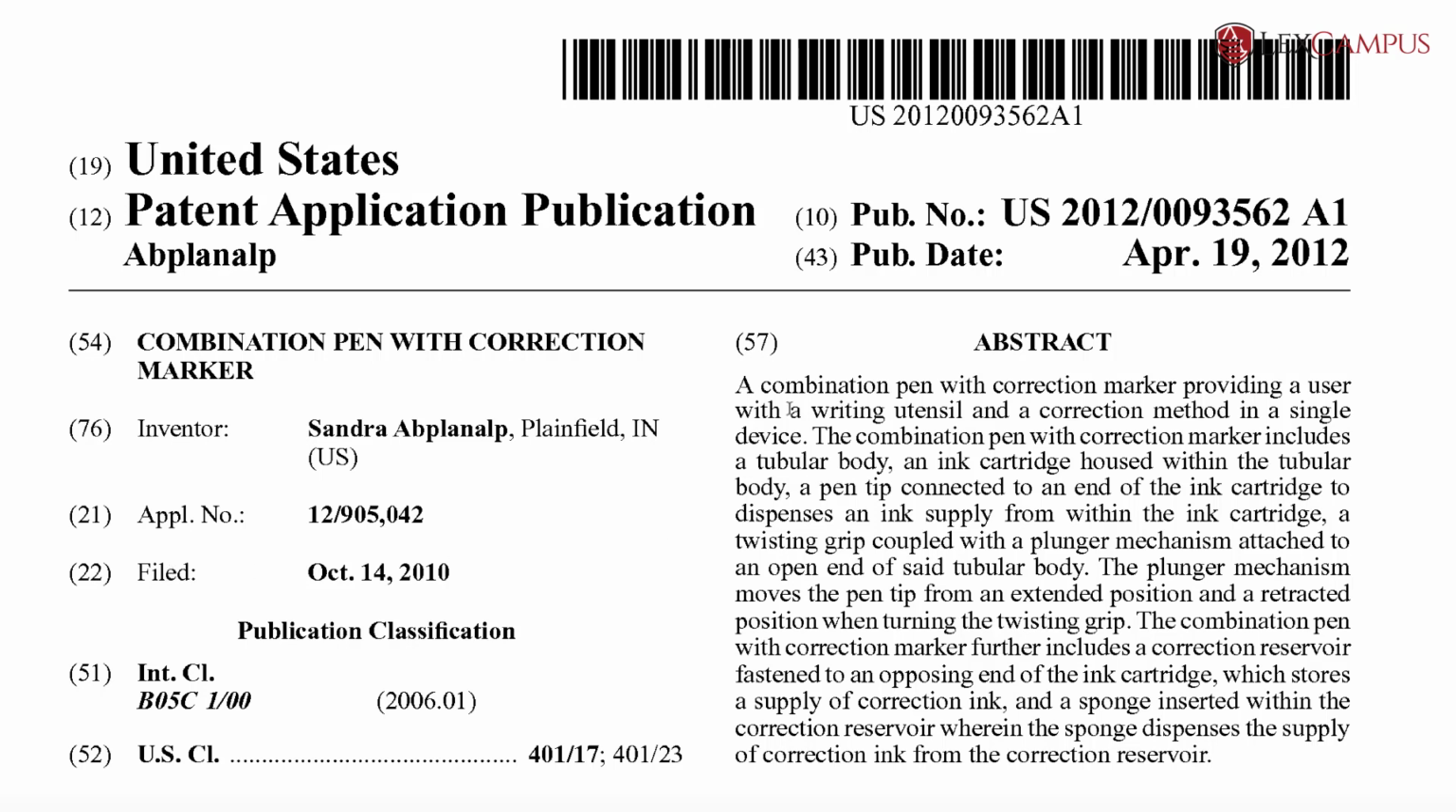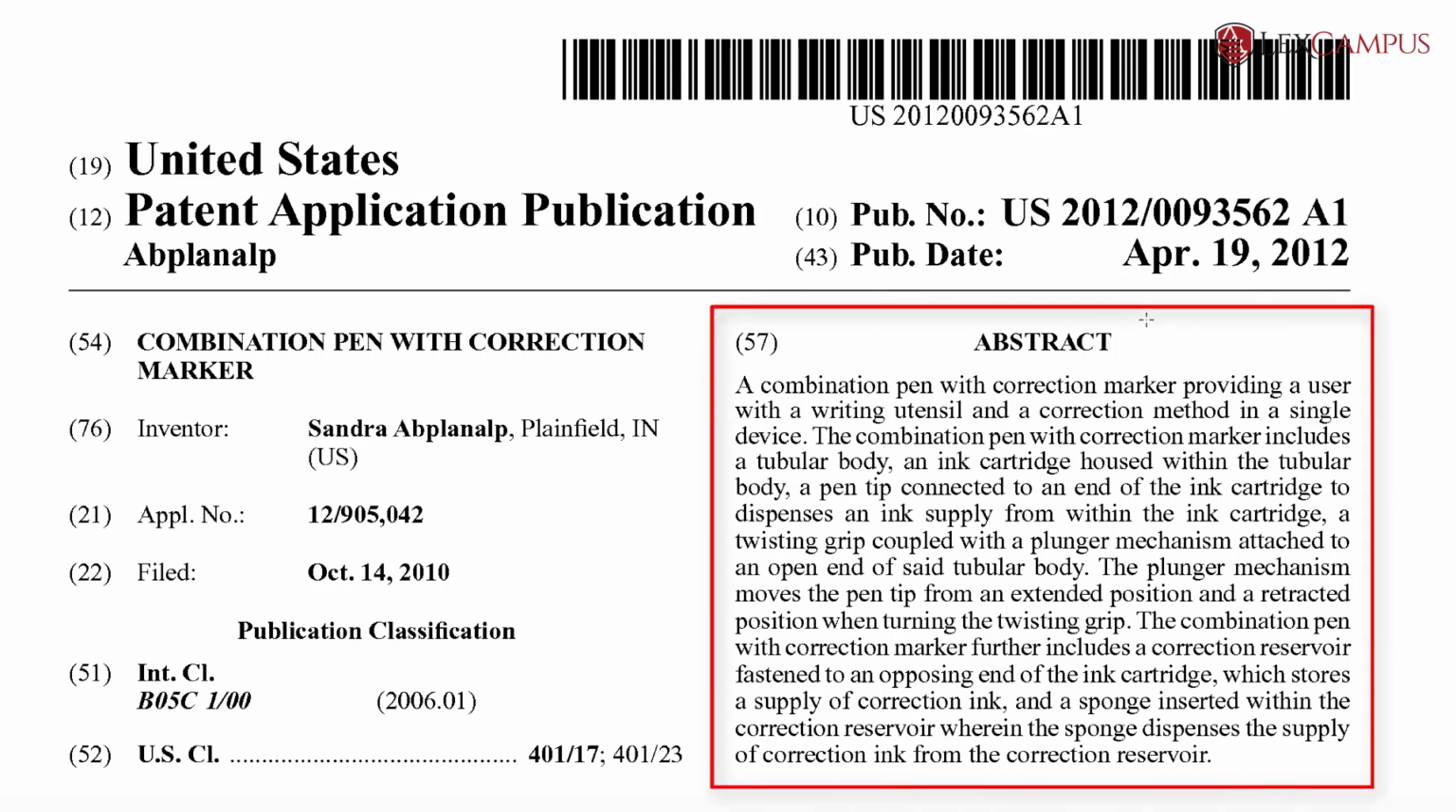Now the abstract gives you a summary of what the invention is about. Now we'll just quickly read that abstract, at least a part of it. A combination pen with correction marker, providing a user with a writing utensil and a correction method in a single device. Now that itself gives us an impression about what the invention is about. It's a combination pen with a correction marker and the correction method and the writing instrument. Both these things are united or are combined in a single device.